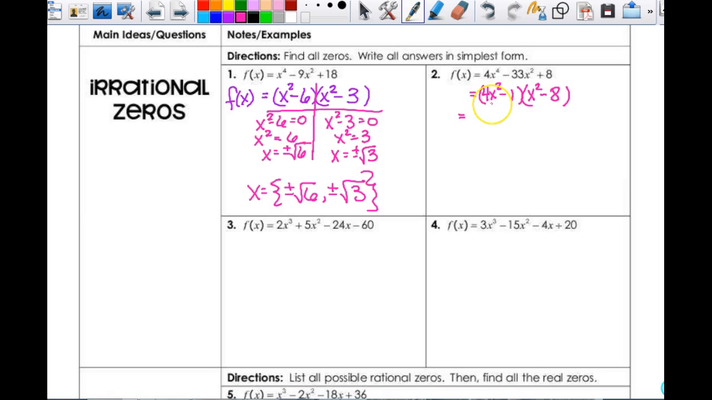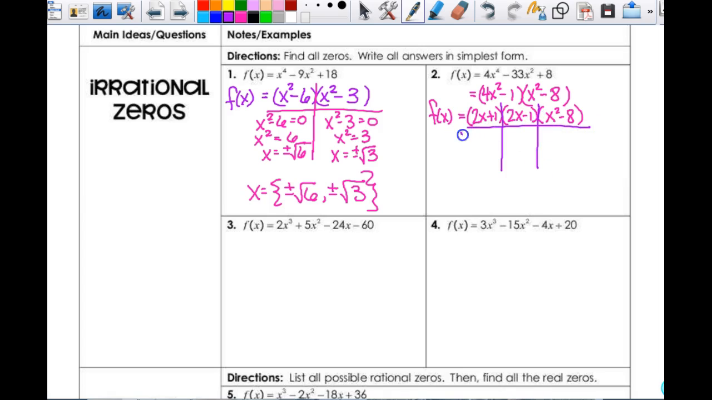Well, you're on the right track. Difference of squares. Okay, because they are both perfect squares. So this would give me 2x plus 1 and 2x minus 1. And then that x squared minus 8, I cannot factor anymore. And that is my fully factored one right there. Okay? All right.